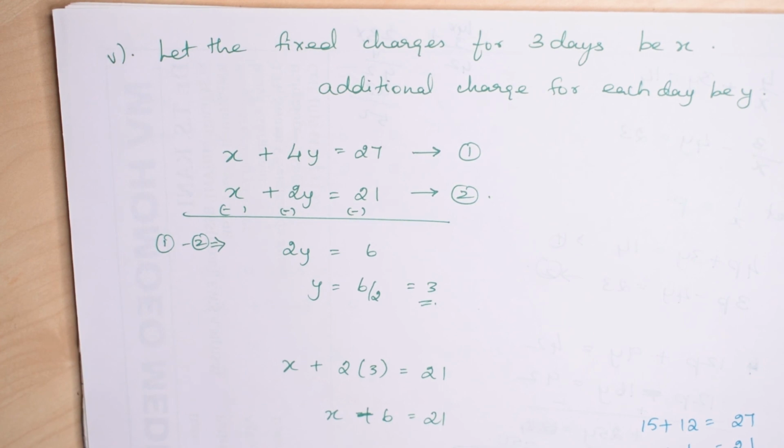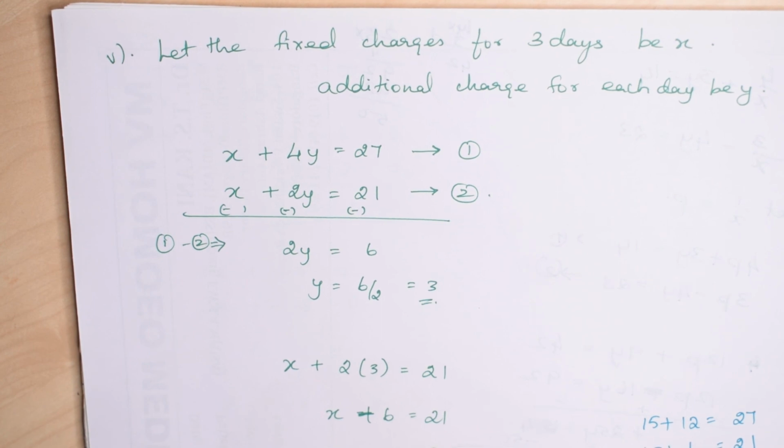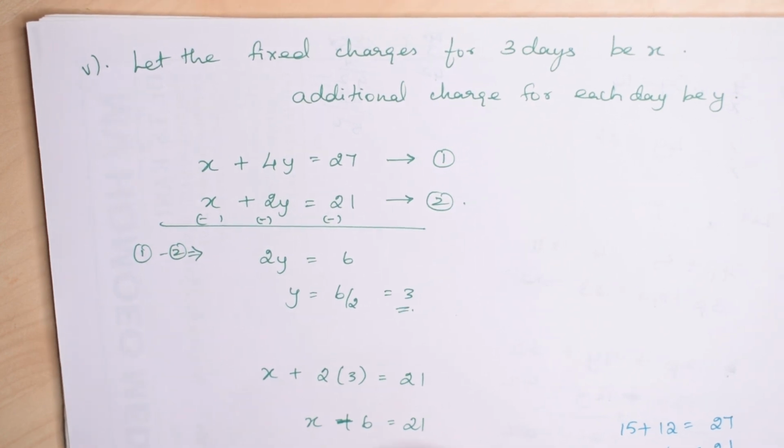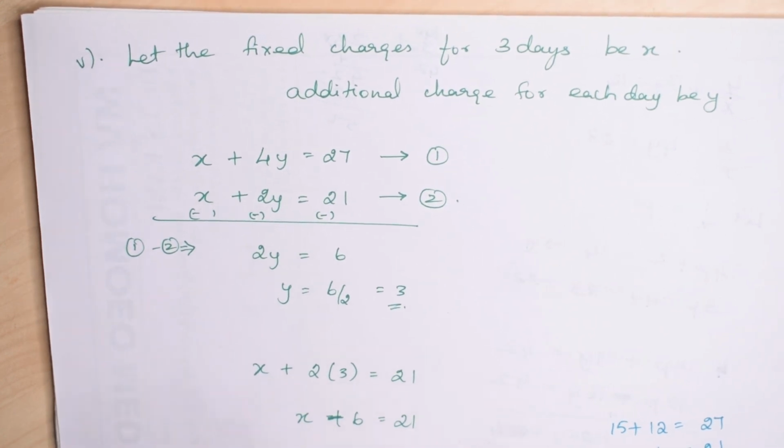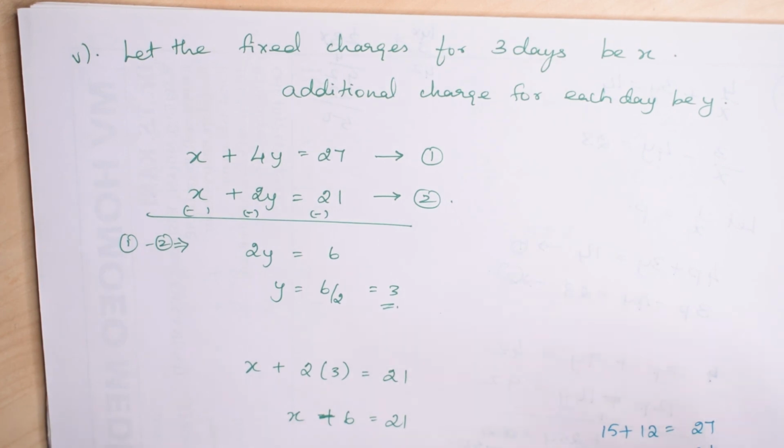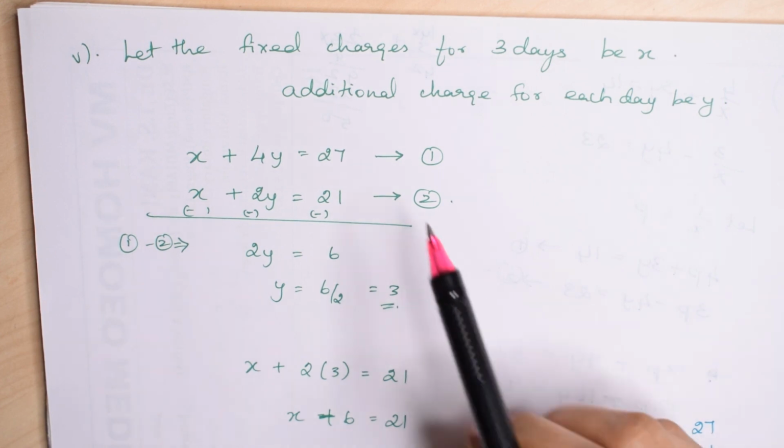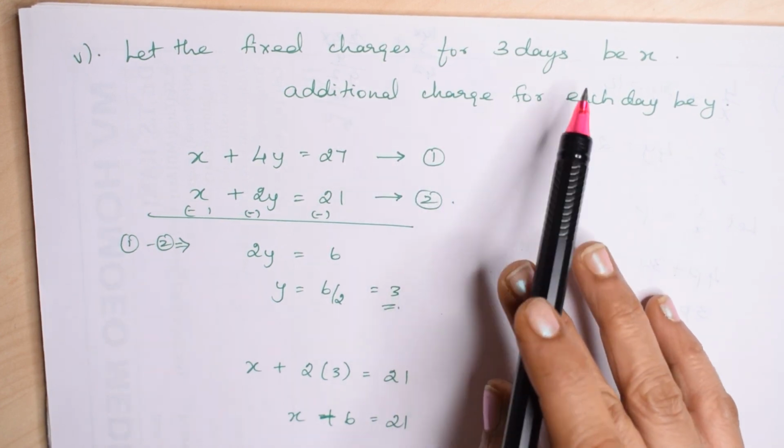A lending library has a fixed charge for the first 3 days and an additional charge for each day thereafter. Usually this lending library sum, and one more sum you have, the taxi fare, and hostel fees with mess fees, like that they will give. So all these sums are almost the same way. They will have a fixed charge and an additional charge as per the number of days.